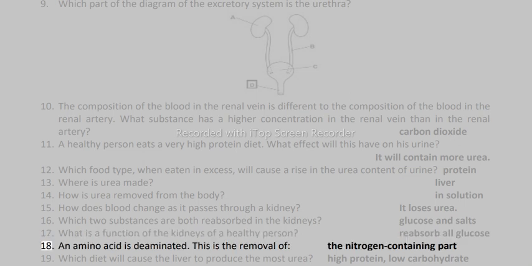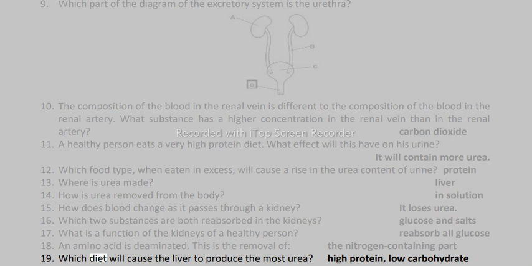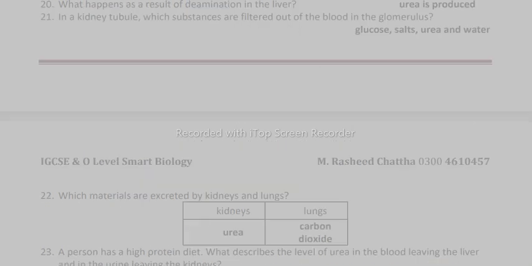17. What is a function of the kidneys of a healthy person? Reabsorb all glucose. 18. An amino acid is deaminated. This is the removal of the nitrogen-containing part. 19. Which diet will cause the liver to produce the most urea? High protein, low carbohydrate. 20. What happens as a result of deamination in the liver? Urea is produced.